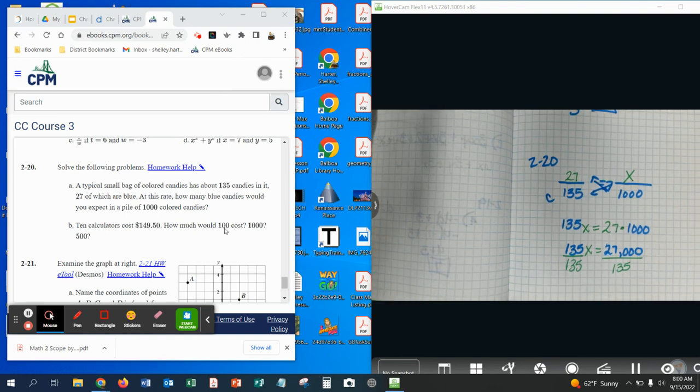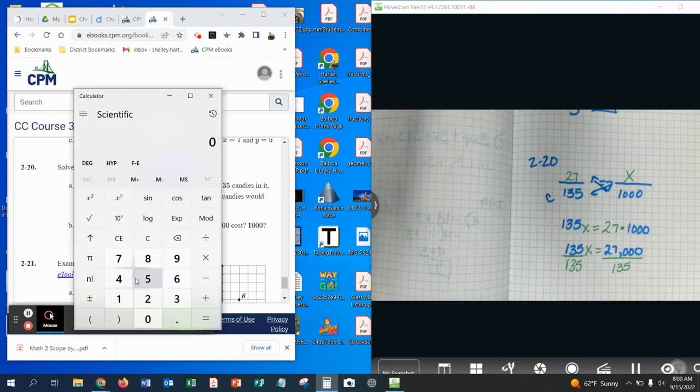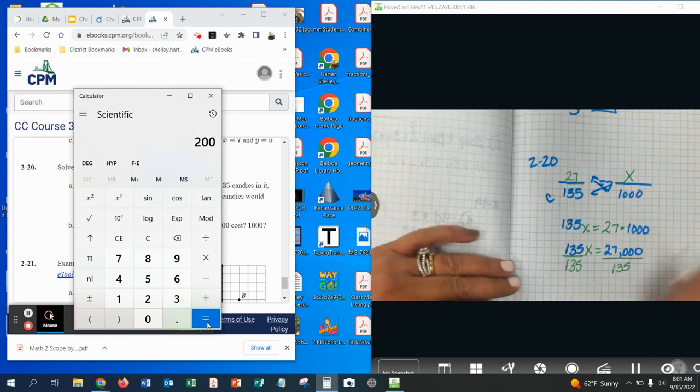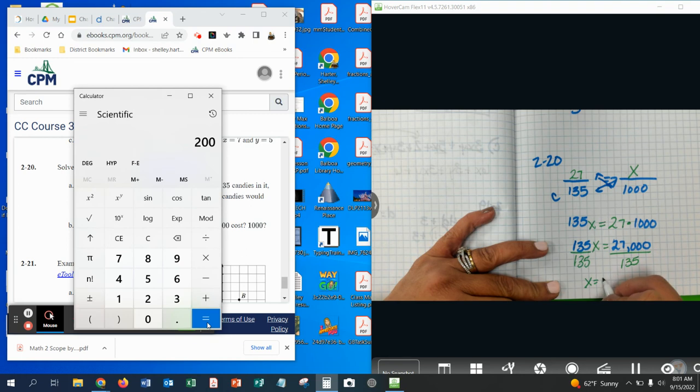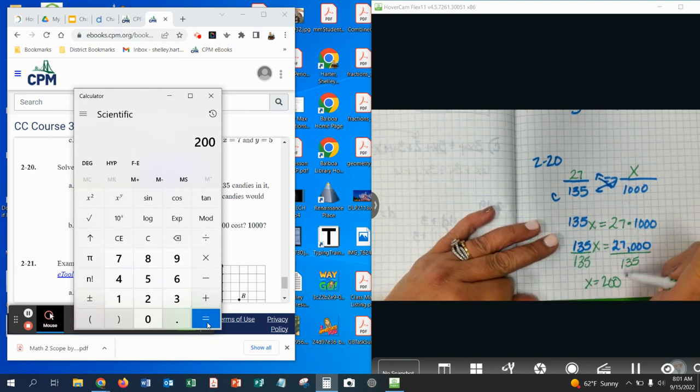I'm going to go back to my calculator: 27,000 divided by 135 equals 200. So our x is 200. So 200 candies are going to be blue.